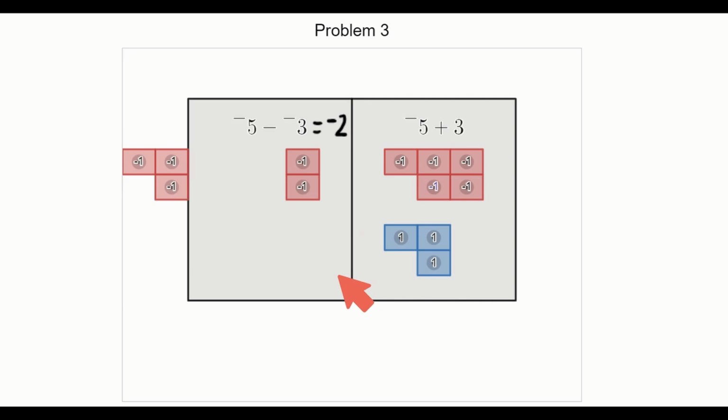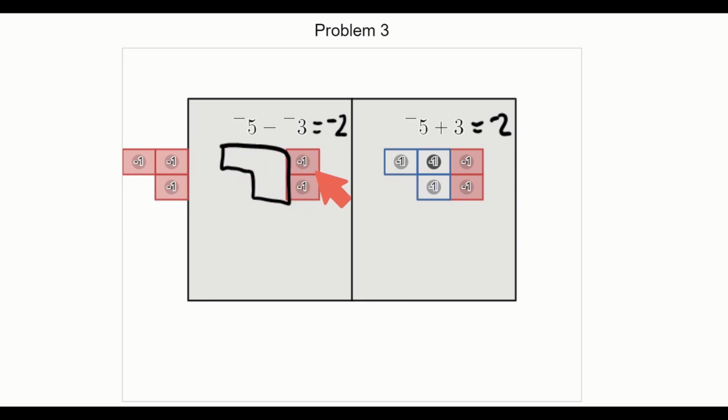Taking a look at the problem on the right, negative 5 plus 3. When we have opposite signs, we know they're going to cancel out. So these 3 positives are going to cancel out with these negatives. And what are we left with? We're also left with negative 2. So after subtracting, we're left with negative 2. And after canceling out, we're also left with negative 2.